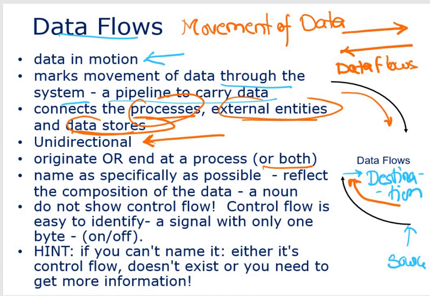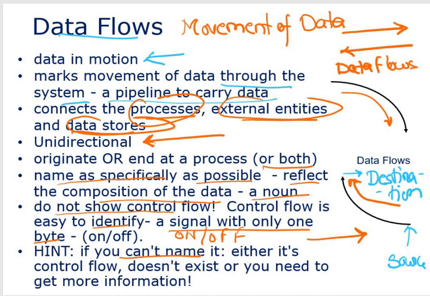Data flows originate or end at a process, or both. Name them as specifically as possible so that the name reflects the composition of the data, and it can be a noun as well. Do not show control flow. Control flow is easy to identify: a signal with only one byte, for example, on or off, shown as a simple arrow. And if you can't name it, either it is a control flow, it does not exist, or you need to get more information about it.